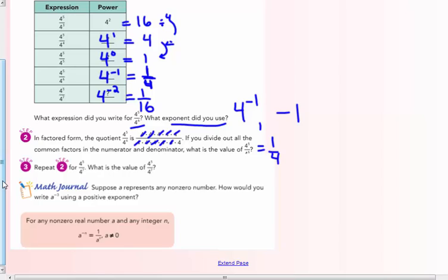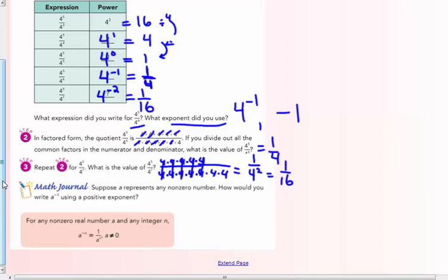So repeat step 3. Step 3 says repeat step 2 for 4 to the 5th over 4 to the 7th. What is the value of it? Well, I end up having 5 of them, as you saw at first, and 7 in the denominator. So like I said, I'm going to have 2 extra ones in the denominator. Yep. And repeating the steps, I get 1/4 squared, which is 1/16.